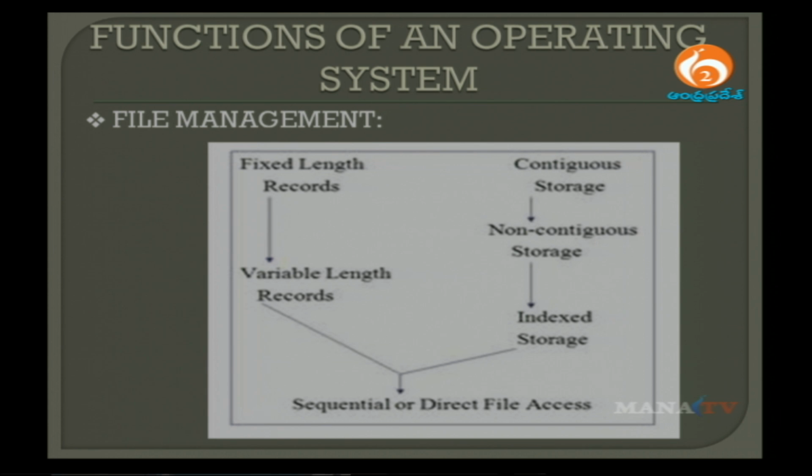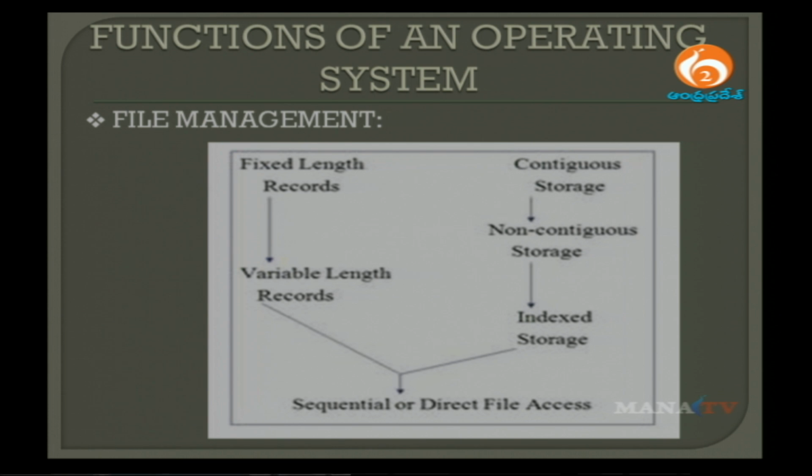I will repeat it once again: fixed length records which pass the command to variable length records, which make sure that the sequential or direct file access is being displayed on the monitor, and then we have contiguous storage which gives way to the non-contiguous storage. We have contiguous storage and non-contiguous storage, and we have indexed storage, different kinds of storages, and that has been again sequential or direct file access.